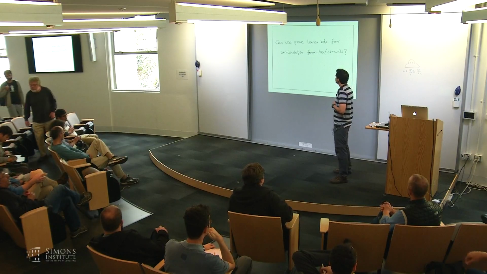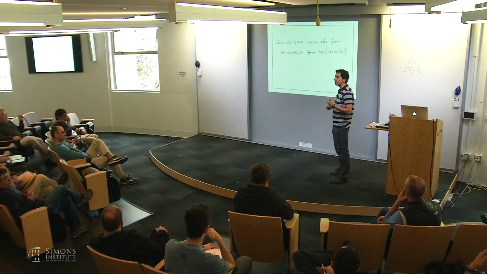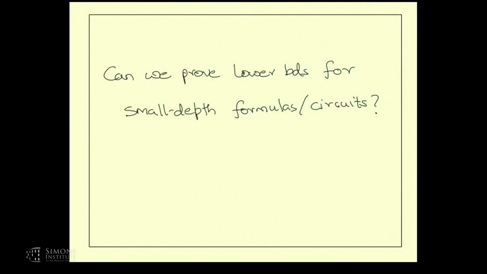Alright, so let's continue where we left off. If you recall, last time I outlined the meta strategy for proving lower bounds for algebraic circuits. The first step of this strategy is to do depth reduction, and that's what we discussed in the last talk. And once you are at a small depth circuit or formula, then you need techniques to prove lower bounds for such objects. That's the focus of this talk.